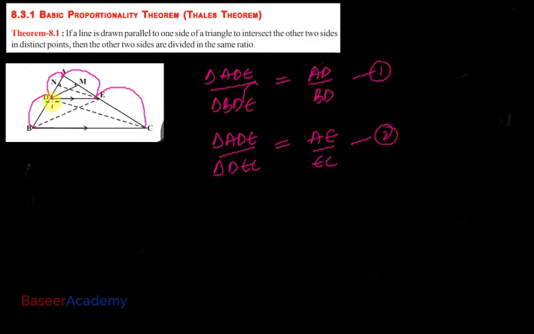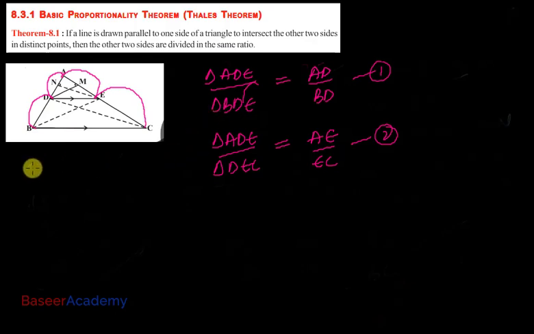Now if you consider this triangle DEC and the triangle DEB, you see that they lie between the same parallel lines DE and BC, and they are on the same base. For triangle DEC, the base is DE, and for triangle DEB also the base is DE. Such triangles between the same parallel lines and on the same base will always have equal area.